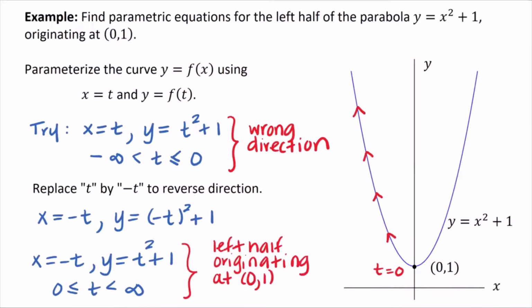Now, positive t values will give us negative x values since x is equal to negative t. And as t increases, we trace our curve starting at the point (0, 1) when t equals 0 and moving up and to the left as t increases, thus generating the left half of the parabola originating at (0, 1) as desired.